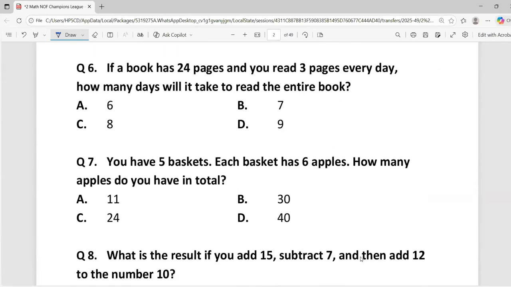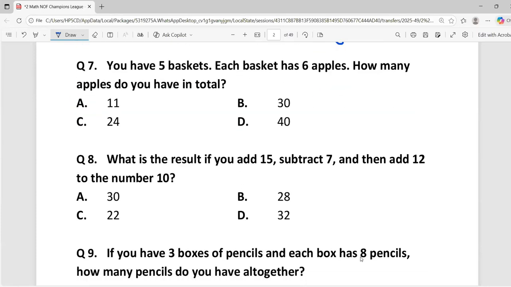Sixth one, if a book has 24 pages and you read 3 pages every day, how many days will it take to read the entire book? Now there are 24 pages in a book and you read 3 pages daily. So how will you calculate how many days it will take? You have to divide by 3. 24 divided by 3, the answer is 8. So option C is the correct answer for the 6th question.